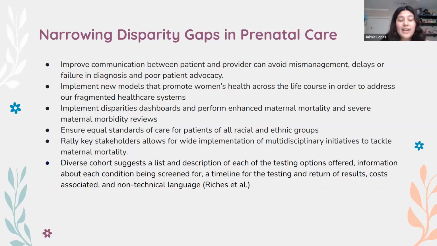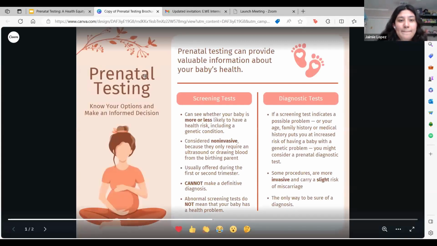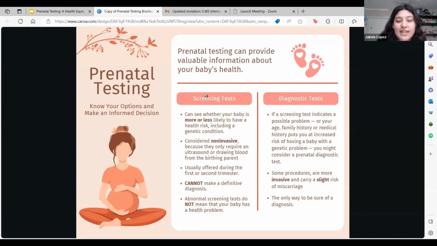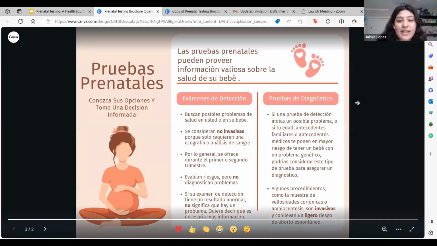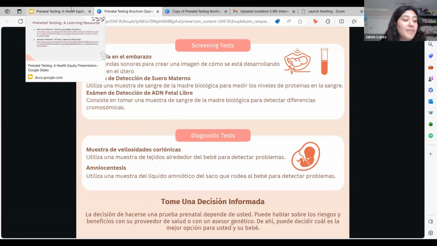And so in aligning with that diverse cohort suggestion, I went ahead and created a learning resource along with my mentor, which further elaborated on screening tests and the difference between screening tests, diagnostic tests, and the different types of them. And I even went ahead and translated it into Spanish. Just as one of the many interventions that can be made outside of the clinical space to help empower and educate women and their families. This ultimately helps in making informed choices and benefits those who might otherwise fall through the cracks of a busy, overburdened healthcare system.